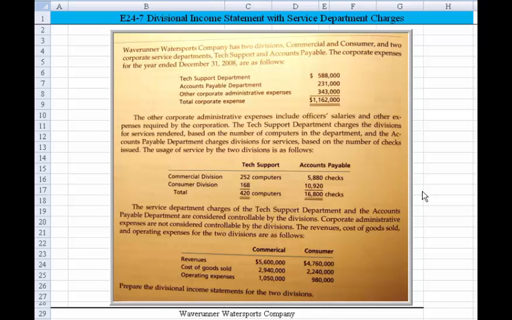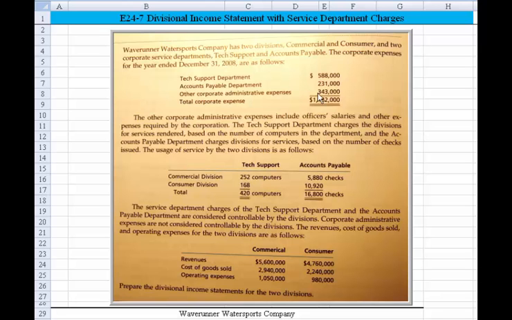Hi everyone. Let's take a look at problem 24-7, which deals with producing a divisional income statement where there are service department charges. The problem reads: Wave Runner Water Sports Company has two divisions, commercial and consumer, and two corporate service departments, tech support and accounts payable. The corporate expenses for the year ended December 31st appear below.